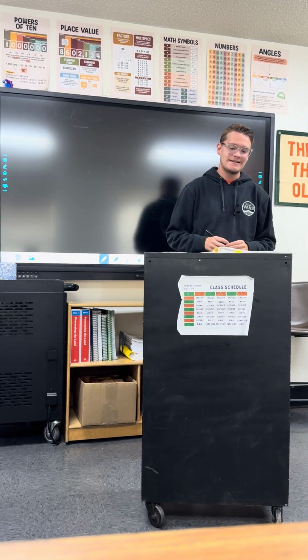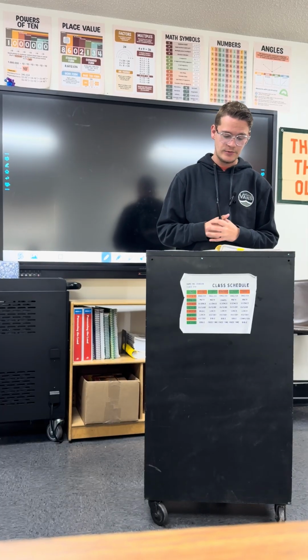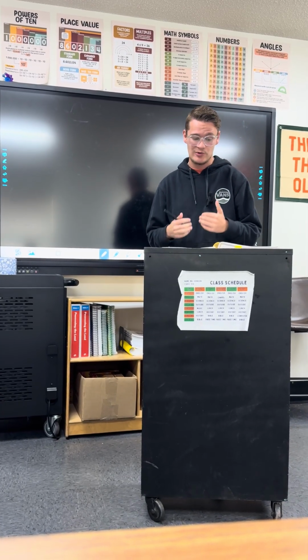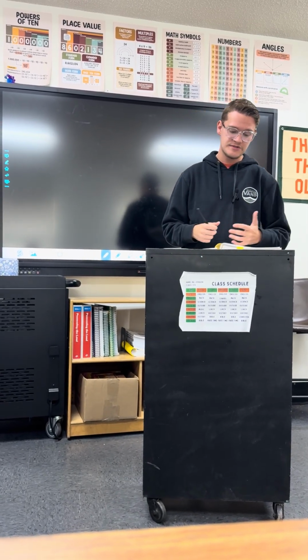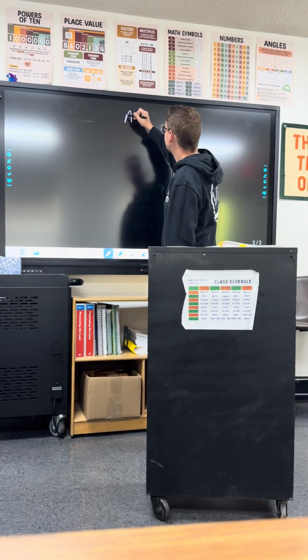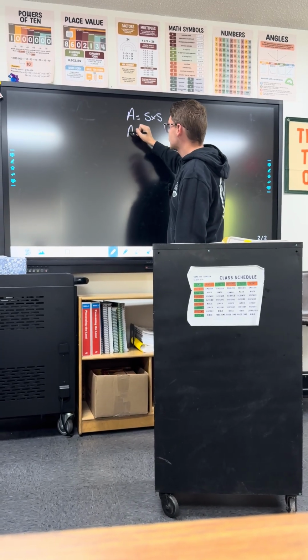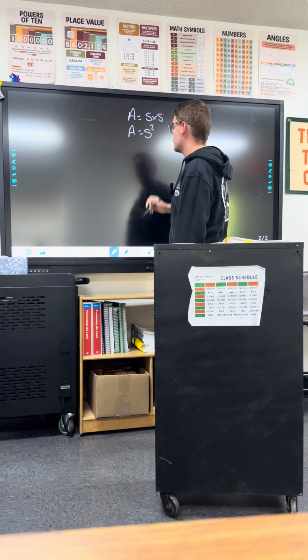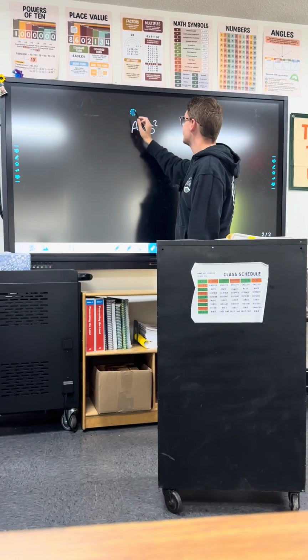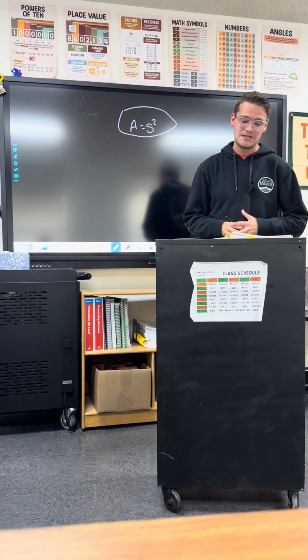Hey guys, today we are continuing the process of area, and specifically we're continuing the process of area of a square. The area of a square is the product of the side by itself. Yesterday we said area equals side times side, or area equals side squared. And what I want to focus on today is specifically this part right here, area equals side squared.